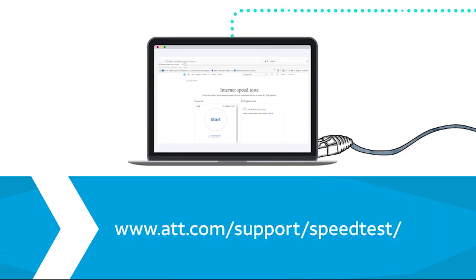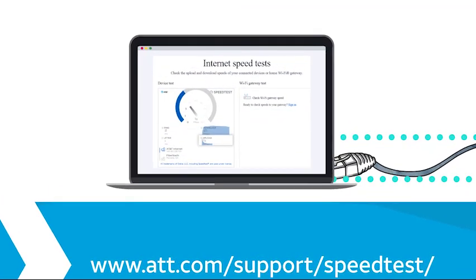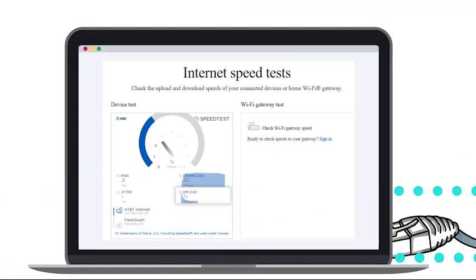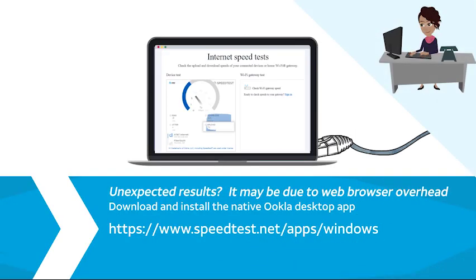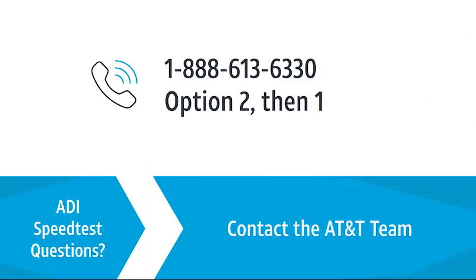From the test site shown here, click on the Start button. Within a few seconds, the site will give you the current upload and download speeds for the circuit you are testing. If you don't get the results you're expecting, it may be due to web browser overhead. You can try running the test outside your browser by downloading and installing the native Ookla desktop app at the website shown here. And again, don't hesitate to reach out to the AT&T team with any questions you may have about performing a speed test on your ADI service.